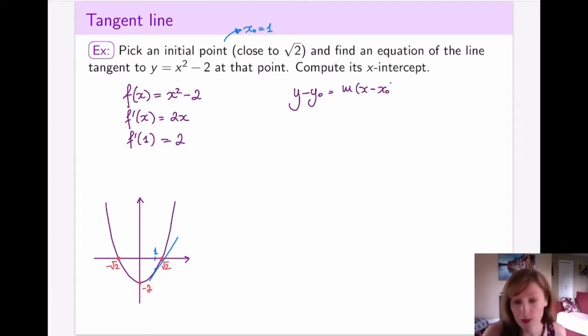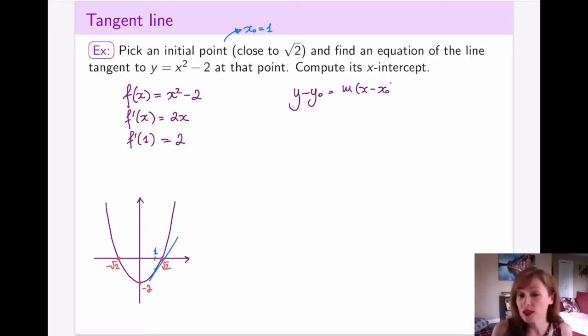x naught I picked to be 1. And y naught is, of course, the y coordinate that corresponds to this x coordinate. So I can just plug x naught equals 1 into my function to get the y value. The y value comes out in this case to be -1. Okay, so overall, the equation of my tangent line turns out to be y plus 1 equals 2x minus 1. So this is the equation of the entire tangent line that I have on the graph.